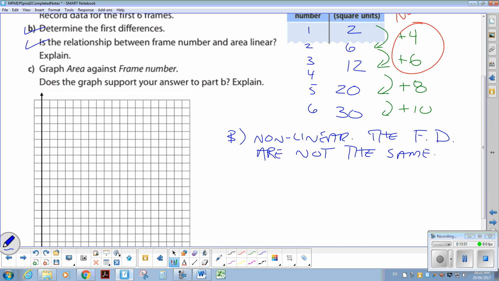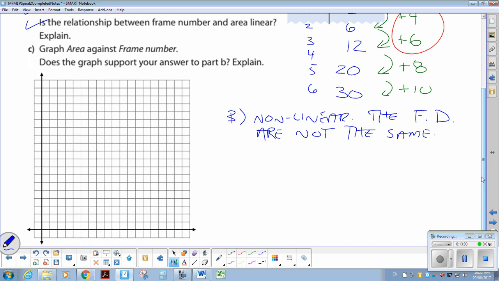Graph area against frame number. So we need to do a bit of a graph here. We're going to put area, frame number. So we went up to 6. Let's go every other square is 1, 1, 2, 3, 4, 5, 6. The area went up to 30. Every 2 squares, let's say, are 5, 5, 10, 15, 20, 25, and 30.